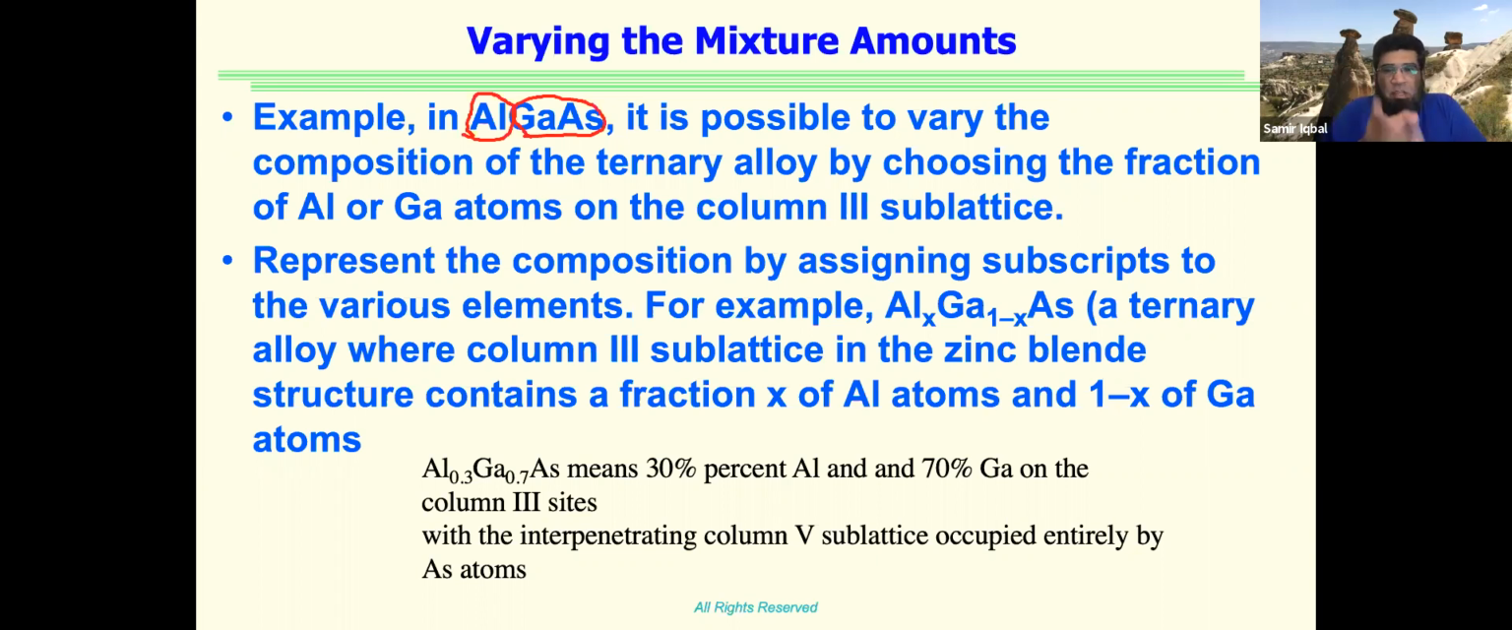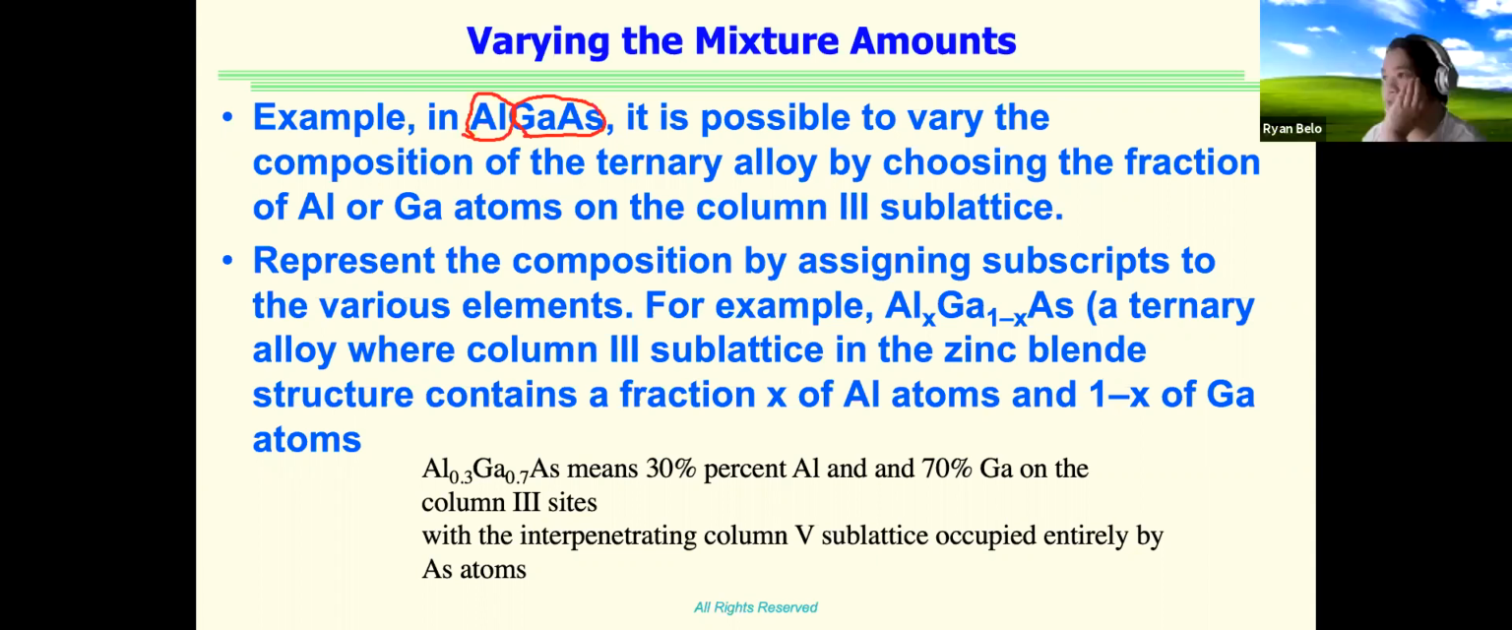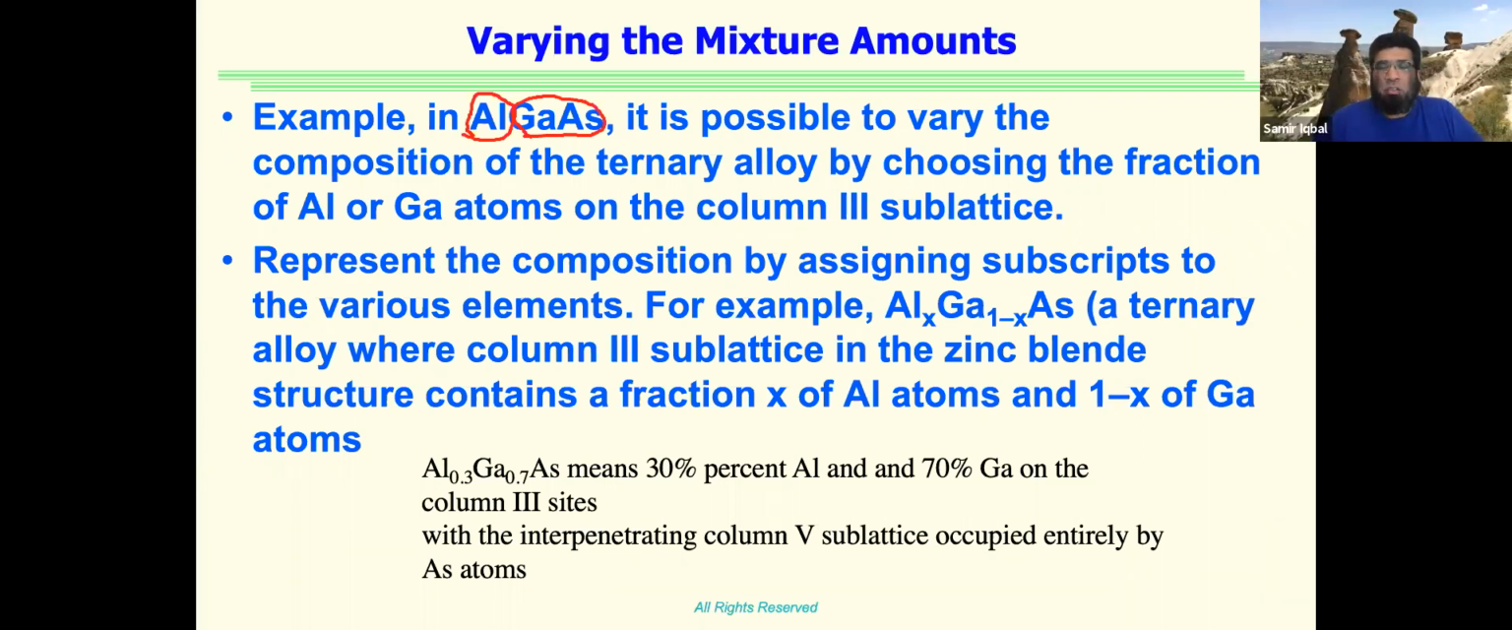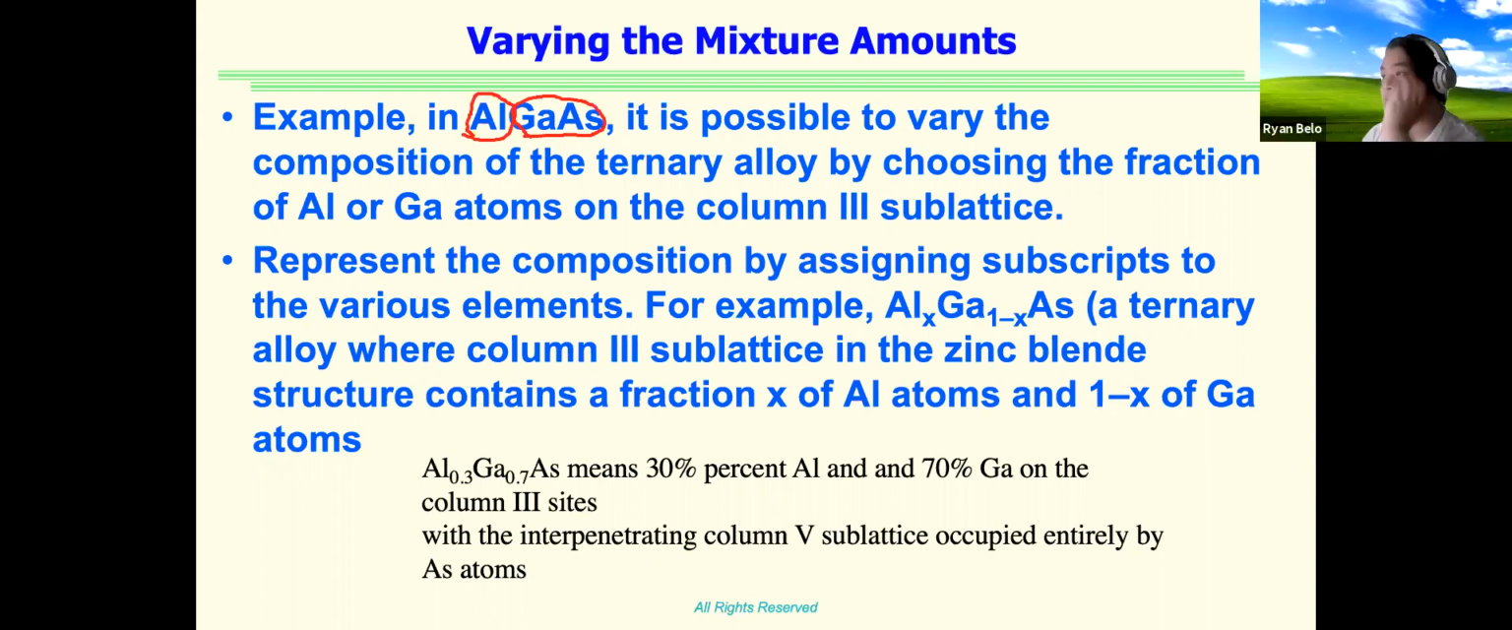So if I stop here and ask a question, why are we doing this? Why do we mix different materials? So we can change the properties, the electronic properties. So we can adjust electronic properties, optical properties.